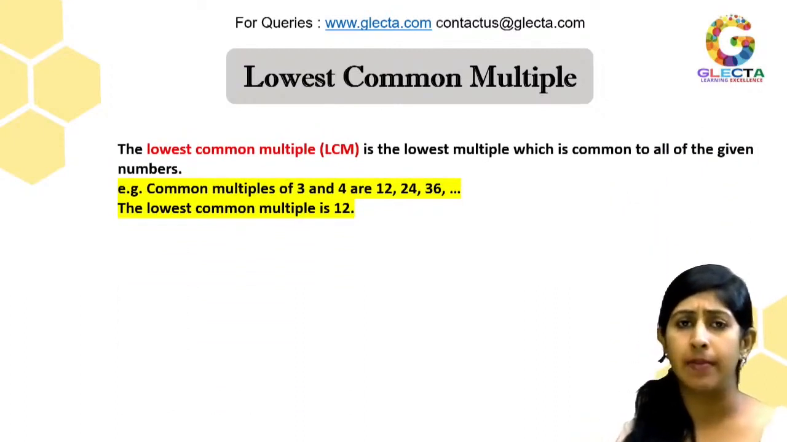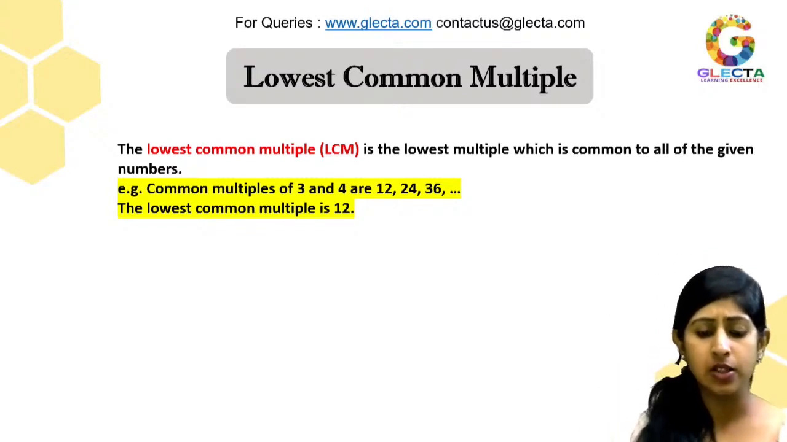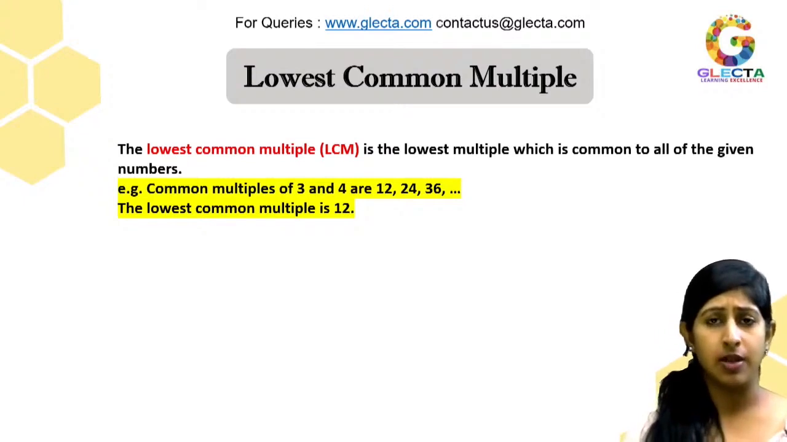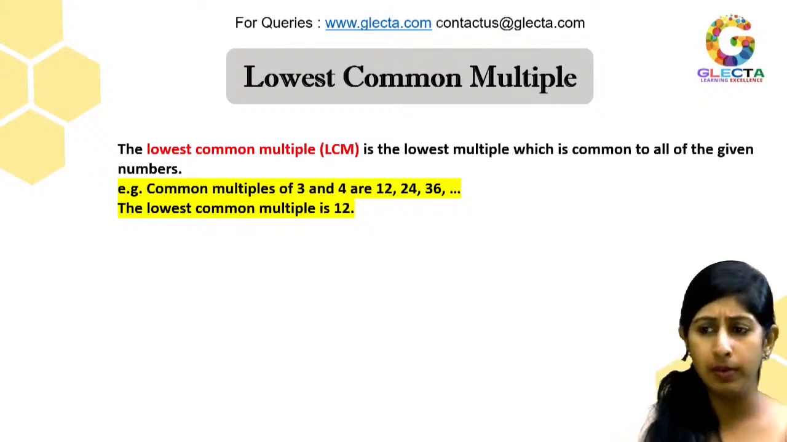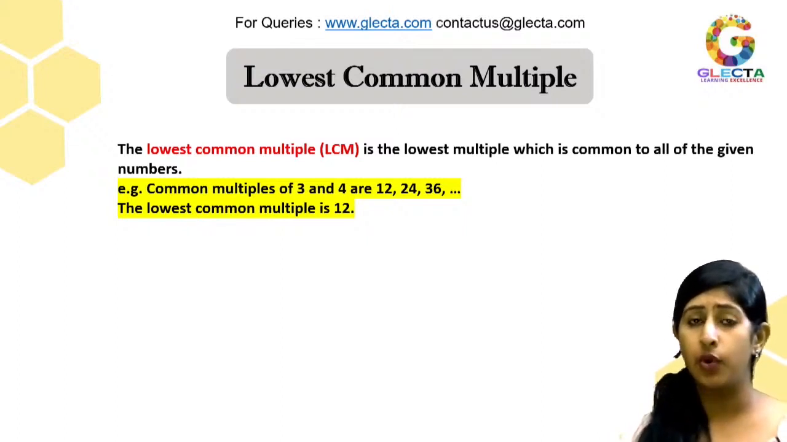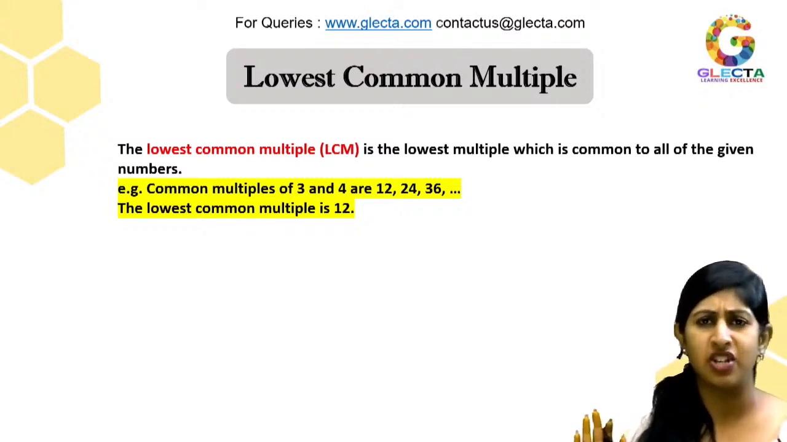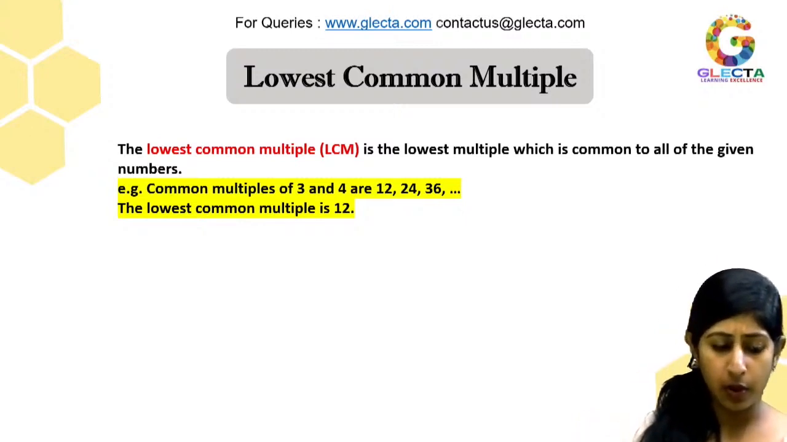Now, when I talk about the least common multiple, to calculate it for two numbers, I'm going to write the multiples of both numbers and see the common multiples. And then after seeing the common multiples, I'm going to see which of them is the least. That will give me the least common multiple. The definition is quite easy and must be clear. Let us see an example.